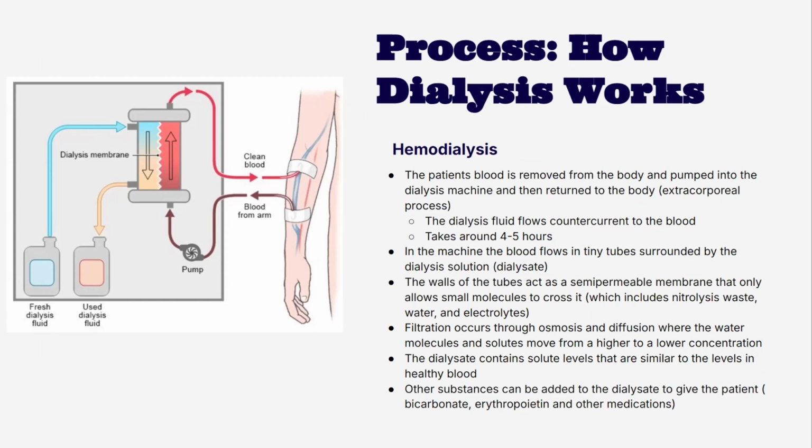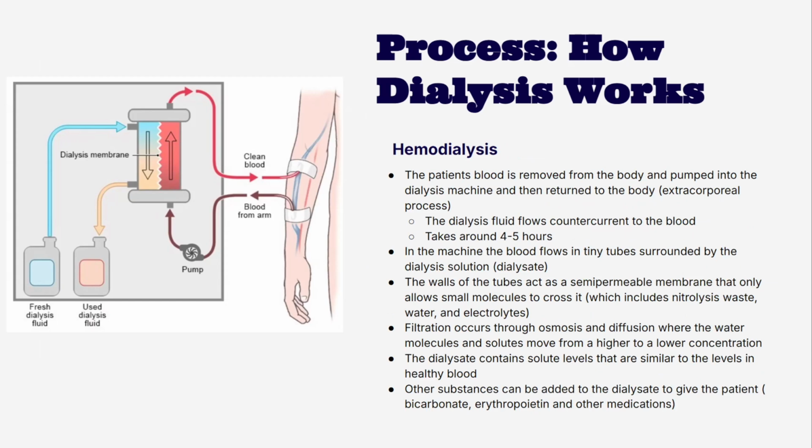So as mentioned in the last slide, one type of dialysis is called hemodialysis. In this process, the patient's blood is removed from the body and pumped into the dialysis machine, and then is returned to the body. This is called an extracorporeal process. The dialysis fluid flows countercurrent to the blood, as was mentioned previously, and this takes about 4 to 5 hours.